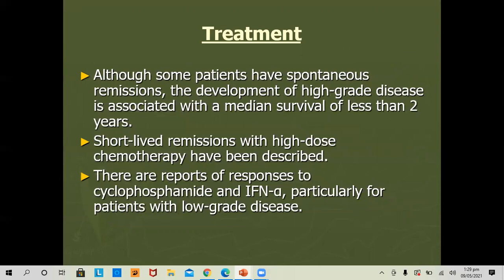Treatment. Although some patients have spontaneous remission, the development of high-grade disease is associated with median survival of 2 years. Short-lived remission with high-dose chemotherapy has been described. There are reports of response to cyclophosphamide and interferon alpha for patients with low-grade disease.